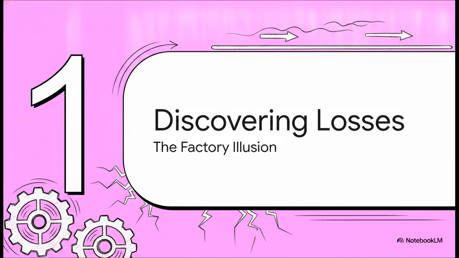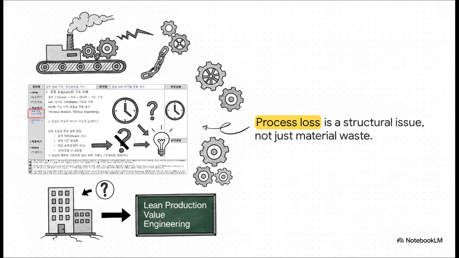Let's jump into Section 1, discovering invisible losses, the illusion of the factory floor. When you walk the factory floor, everything might look like it's running incredibly smoothly. Machines are humming, products are moving down the line, but underneath all that hum, structural flaws are hiding. Process loss encompasses way more than just throwing away bad materials. It includes wasted energy and wasted time.